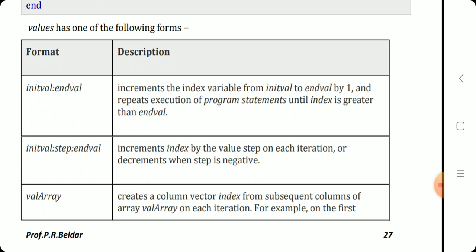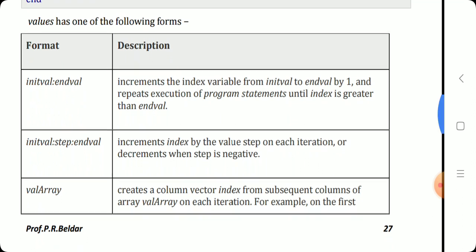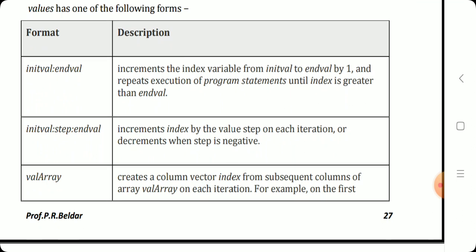If you want to progress up to the n value with some intervals, then you can use the second method, that is initial value to step size to n value. Suppose you want to perform the increment from 1 to 10 with an increment of 2. In that case the initial value will be 1, step size will be 2, and n value will be 10.